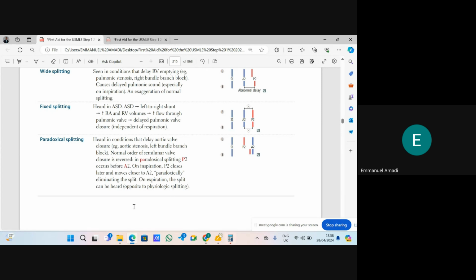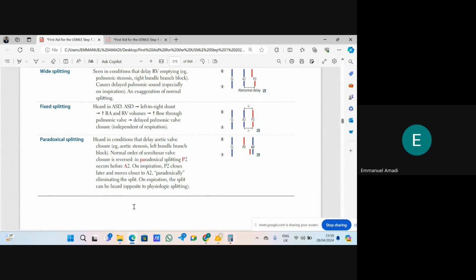For example, if this person has aortic stenosis, even though you put more blood in, let more blood be returned to the right side during inspiration, because of that stenosis of the aorta, it will take the left side a longer time to empty its blood compared to the right. So under that condition, the splitting will switch from hearing an A2 first and a P2 last, to rather hearing a P2 first and hearing the A2 last. That is what is called the paradoxical splitting.